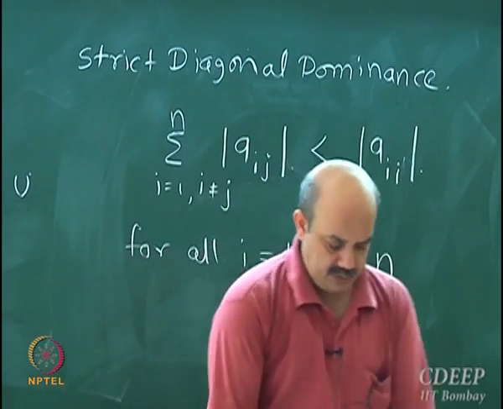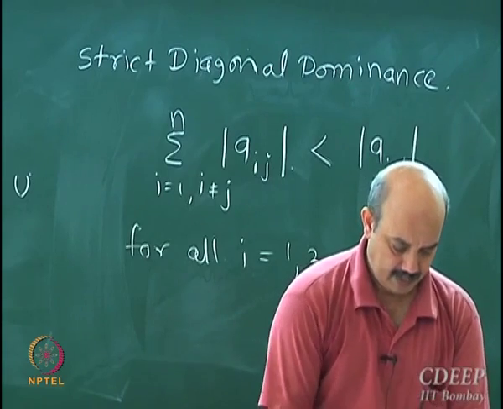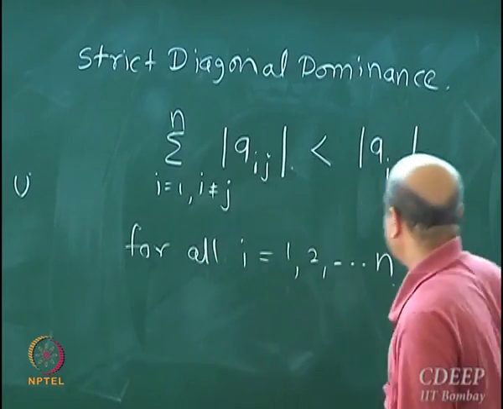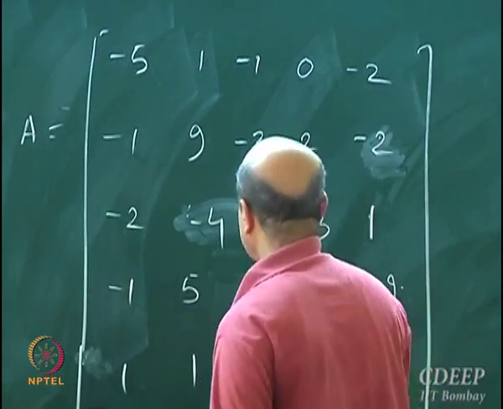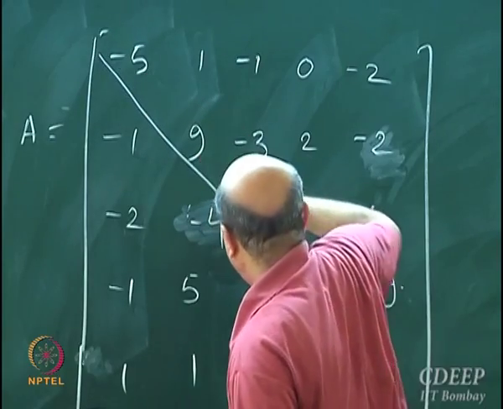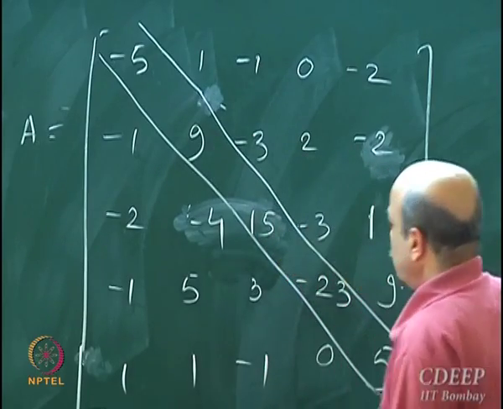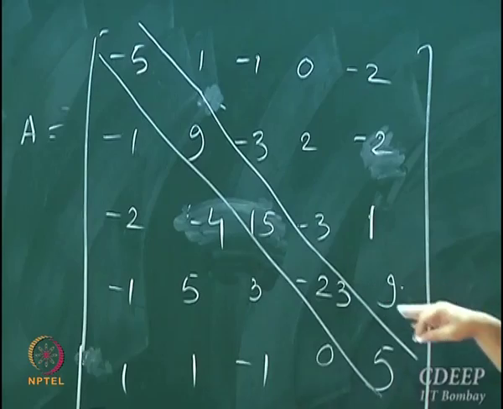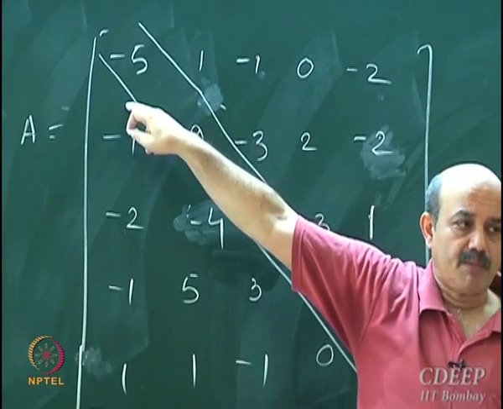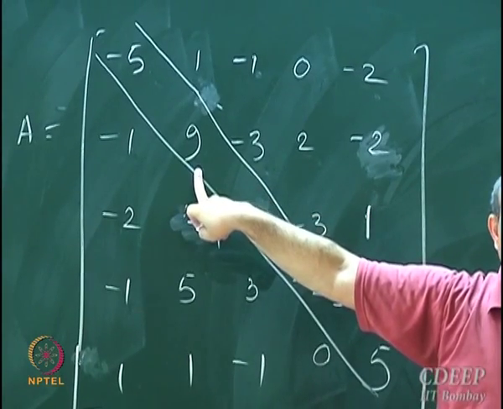Just to give you a simple example, let's say this is my matrix A. These are the diagonal elements. Just have a look. If I take the absolute sum of this, this, this, it's smaller than this. I take the absolute sum of this, this, this, this, smaller than this.